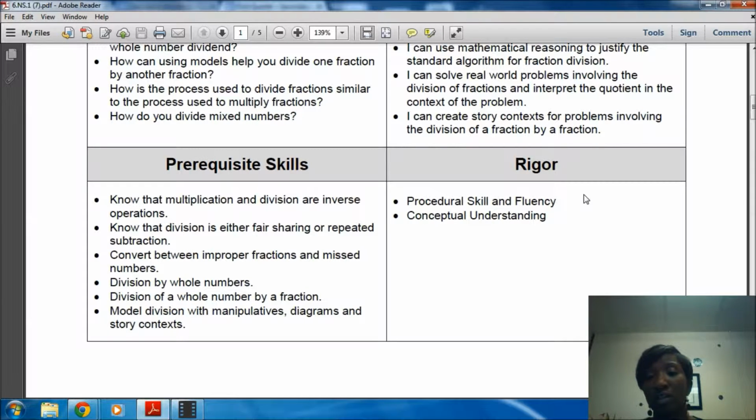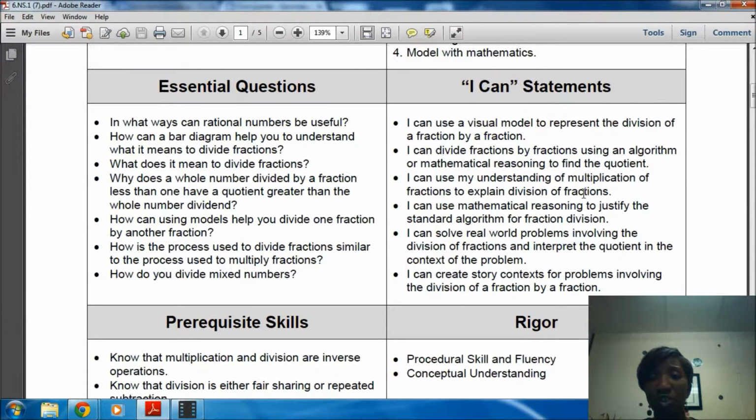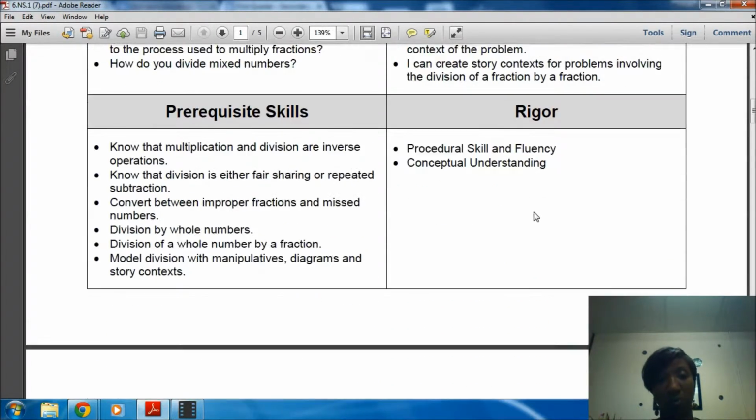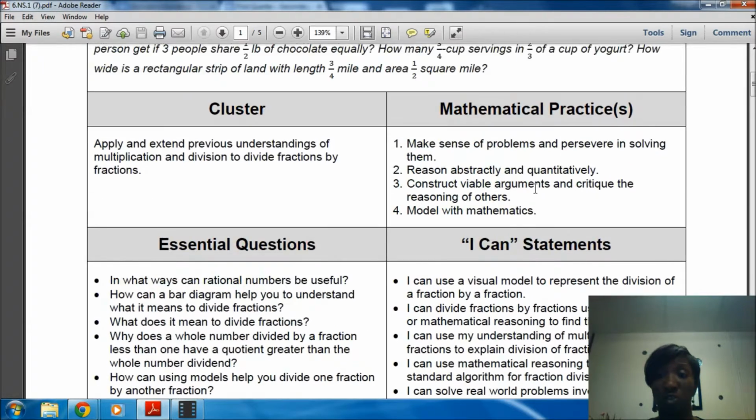And again, I stated that there are 3 rigor levels for math: procedural skill and fluency, which is doing mathematics; conceptual understanding, which is understanding the why behind the math that we do; and then the 3rd level, application. That's about taking that concept and applying it in the real world context. So for this one, you'll actually see pieces of all 3 of the rigor levels that deal with this particular standard.